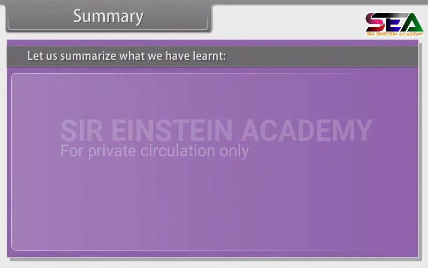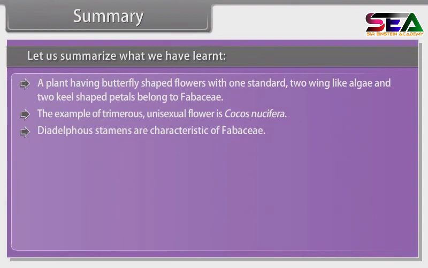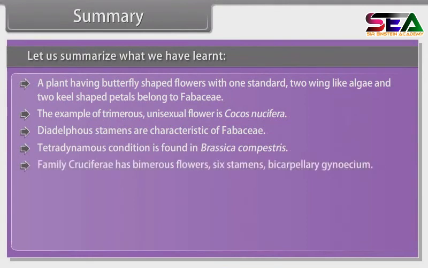Summary. Let us summarize what we have learned. A plant having butterfly-shaped flowers with one standard, two wings and two keel-shaped petals belongs to Fabaceae. The example of a trimerous, unisexual flower is Cocos nucifera. Diadelphous stamens are characteristic of Fabaceae. Tetradynamous condition is found in Brassica campestris. Family Cruciferae has bimerous flowers, 6 stamens, bicarpellary gynoecium.